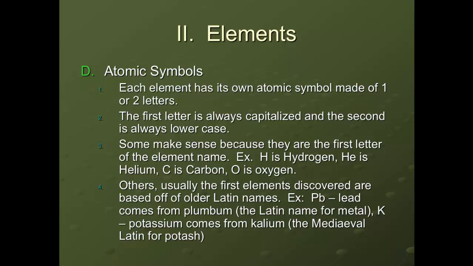There are some that are not as intuitive as that. You'll notice most of those that we just went over is the first letter or the first two letters. For example, lead is Pb. That's not usually what you'd guess lead would be, but it comes from plumbum, which is the Latin name for lead. K is potassium. That comes from kalium, which is the medieval Latin for potash, which is where they found potassium in medieval times. So you'll find a few of them that are counterintuitive, and you'll just want to be careful because sometimes people start mixing them up when they don't really make sense right off.